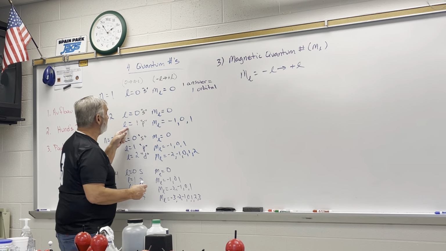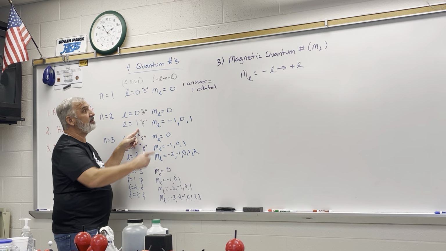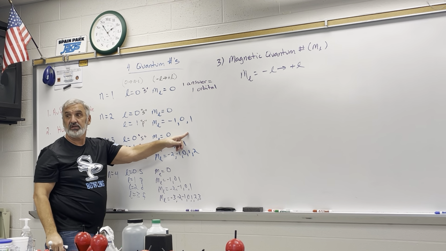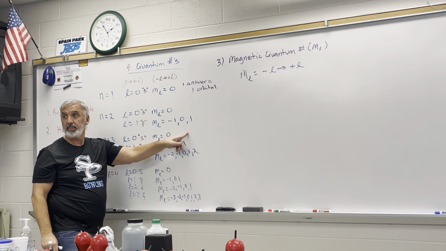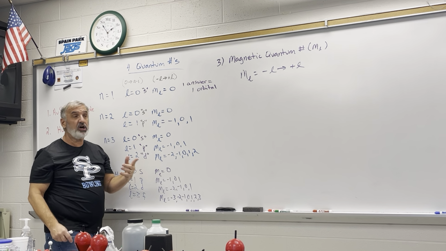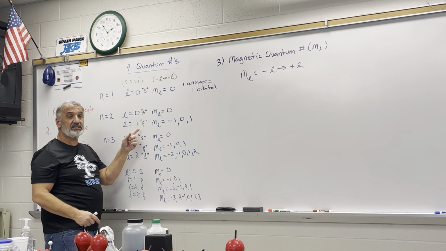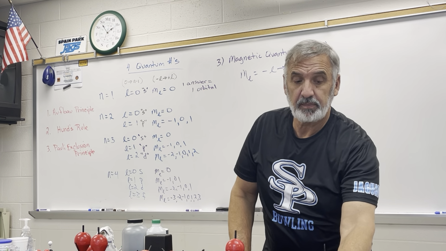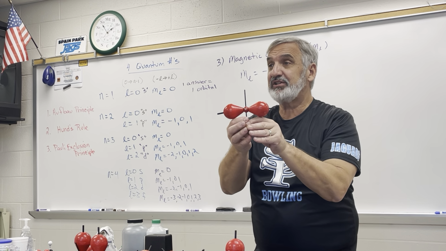But when L equals 1, m sub L can equal -1, 0, and +1. How many answers is that? 3. Well, we already know, we've already talked about it, that on the P sublevel, there are 3 P orbitals. See how they're very directional.